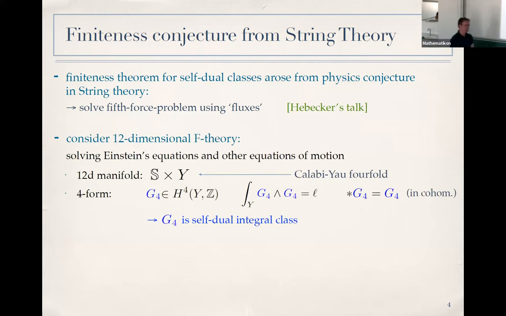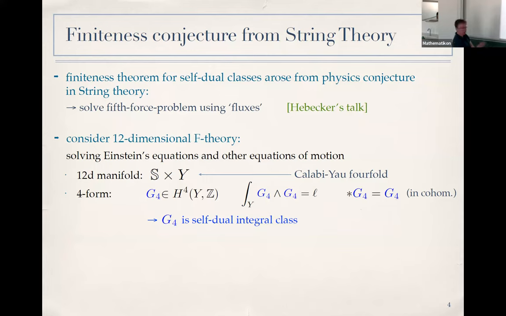These fluxes are something like generalized electromagnetic fields in some compact spaces. But from a mathematical point of view, they are nothing else than integral classes on your manifold. The setting which people considered for quite some time is the following. They considered a 12-dimensional background in a theory called F-theory, but that's not important. The 12-dimensional background consisted of a Calabi-Yau fourfold, a real 8-dimensional space, so it has a very non-trivial middle cohomology, and a 4-dimensional space, which is supposed to be our universe.